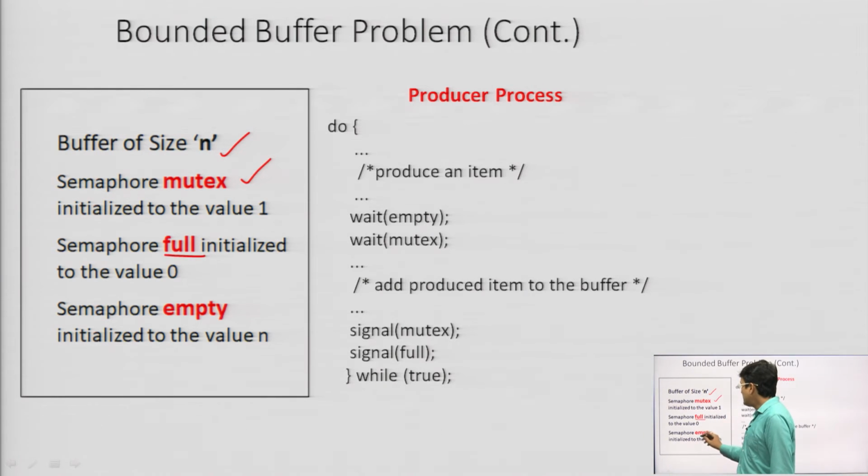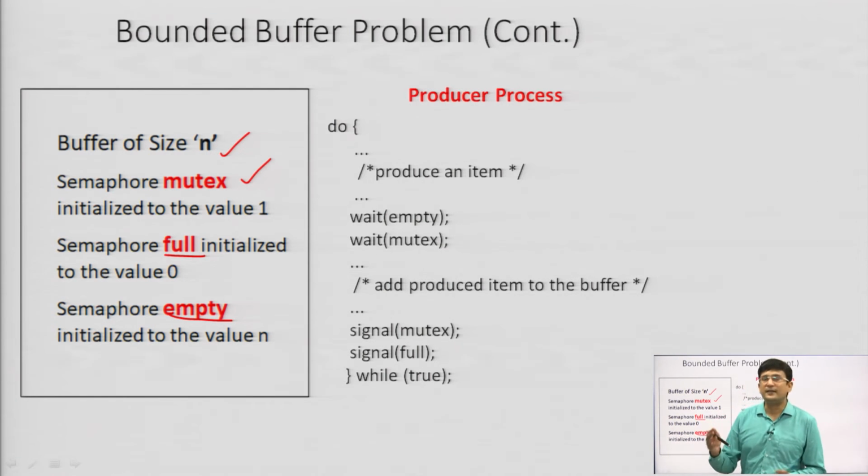There are two variables, full and empty. Full means how many slots of the buffer are filled. So, if we have just started the experiment, the number of slots which will be full will be 0. There will be no item in the buffer. As time progresses, there will be some items in the buffer. So, when we produce one item, we increment the full. When we produce another item, we again increment the full.